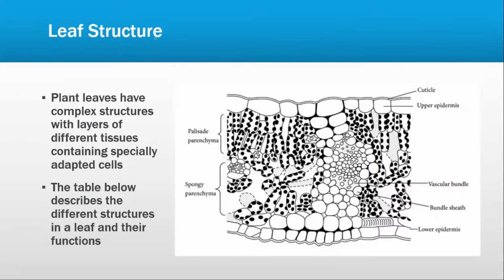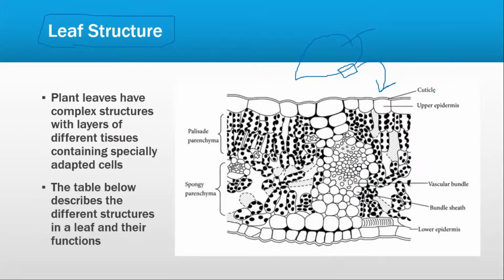Another factor that can affect photosynthesis is leaf structure. Plant leaves have a complex structure with layers of different tissues containing specially adapted cells. This is a cross section of a leaf. I have cut the thicker side of the leaf, and this is the magnified cross section version of the plant.